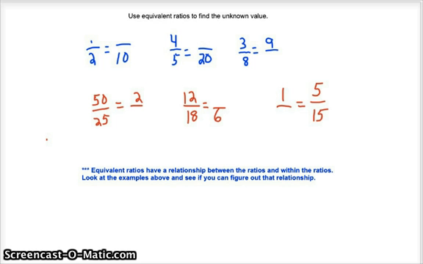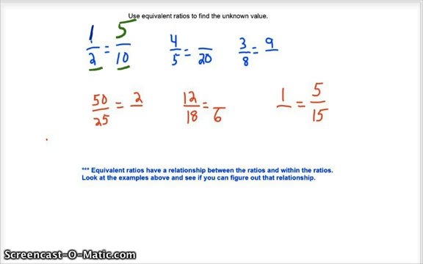Okay, you can also use equivalent ratios to find unknown values, just like you can equivalent fractions. So let's say you had 1/2 and you want to know how many tenths that is. Let's look at our denominators. You know that 2 times 5 is 10, so you'll do 1 times 5 is 5. 1/2 is equal to 5 tenths.